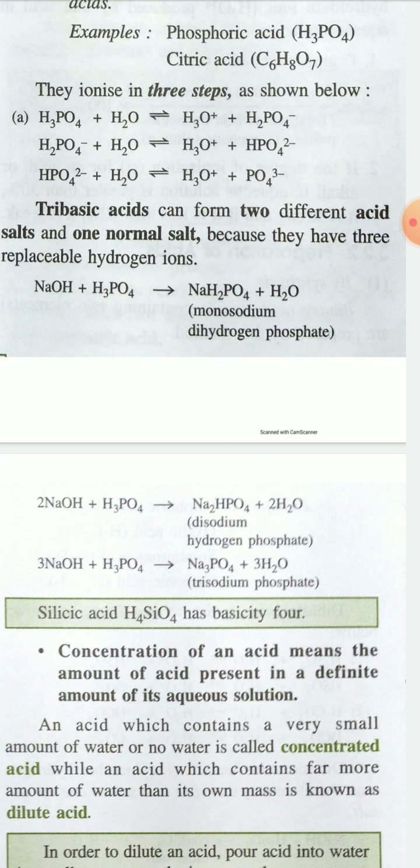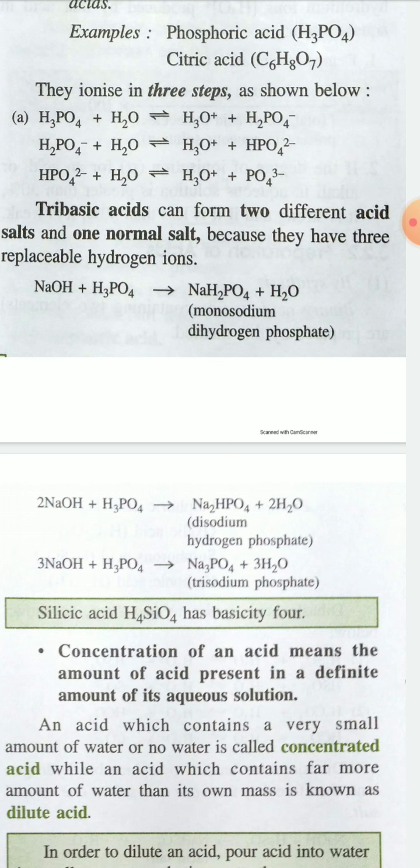Now, an example of silicic acid. The basicity of silicic acid is 4, that is, it is a tetrabasic acid. Silicic acid is a tetrabasic acid because it can produce 4 hydronium ions in solution. The formula of silicic acid is H4SiO4.